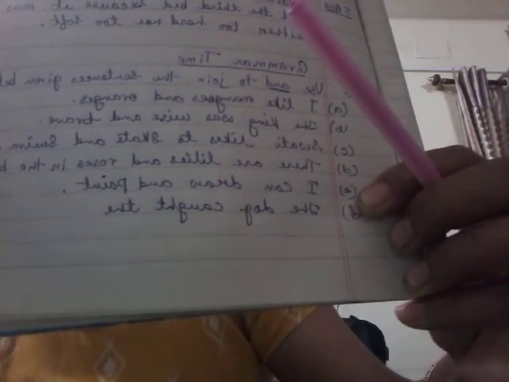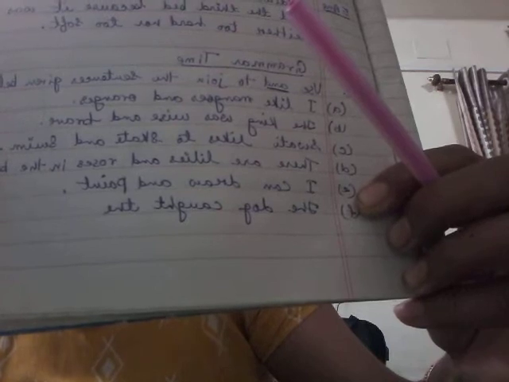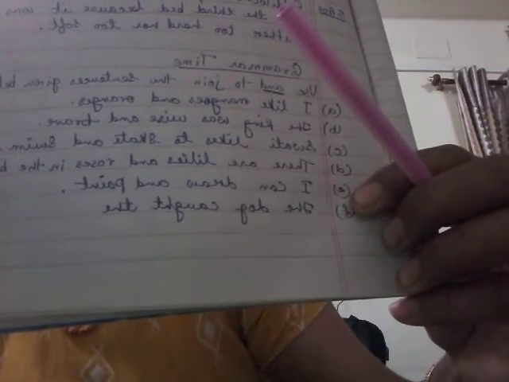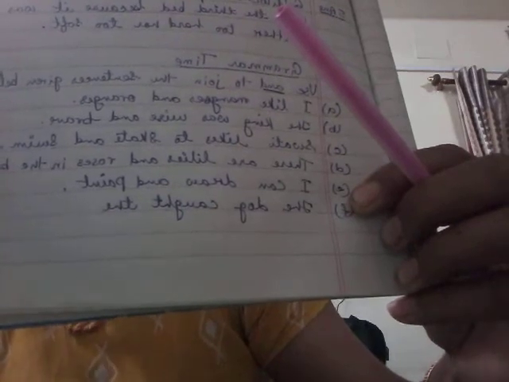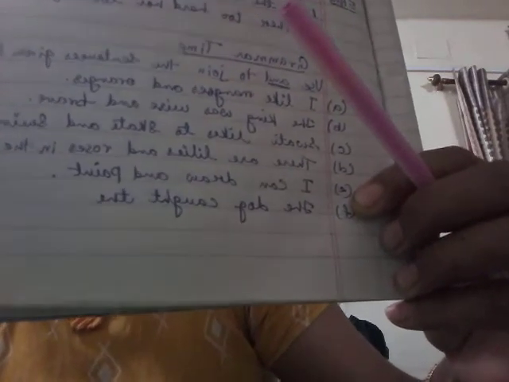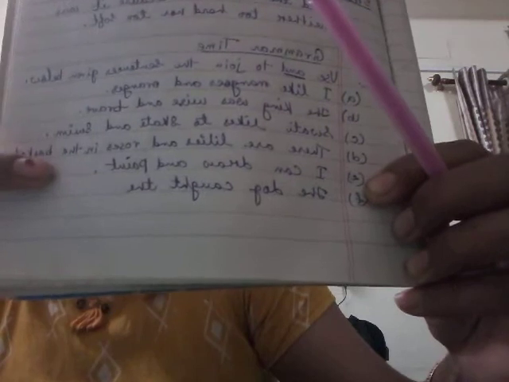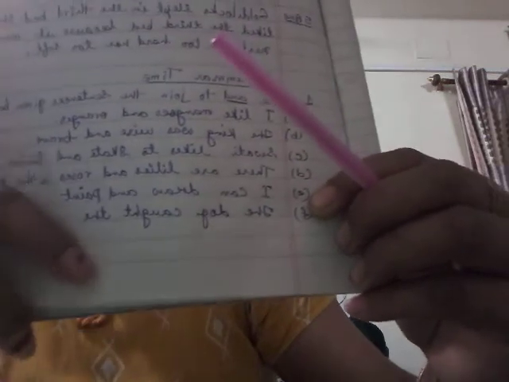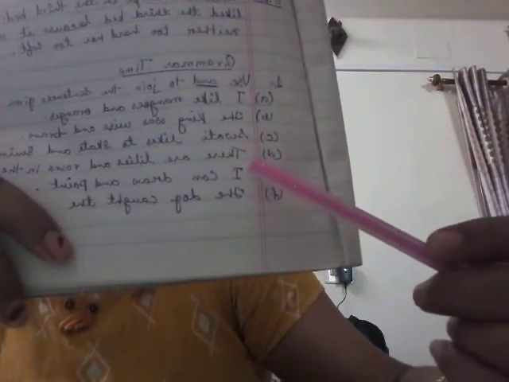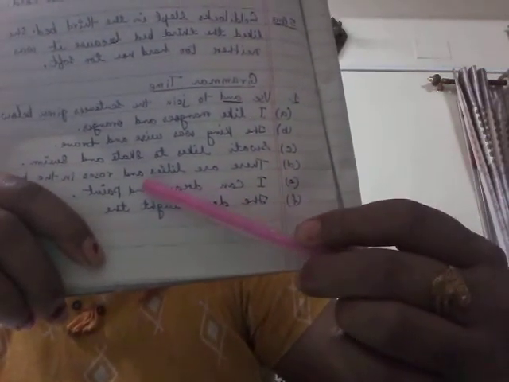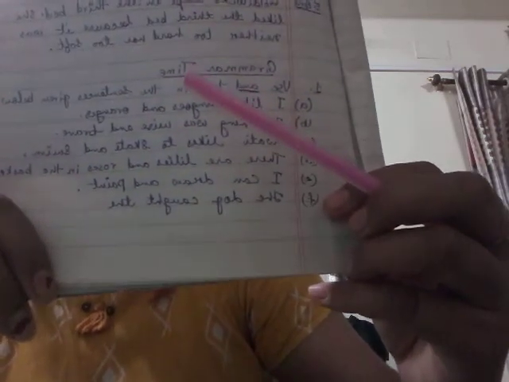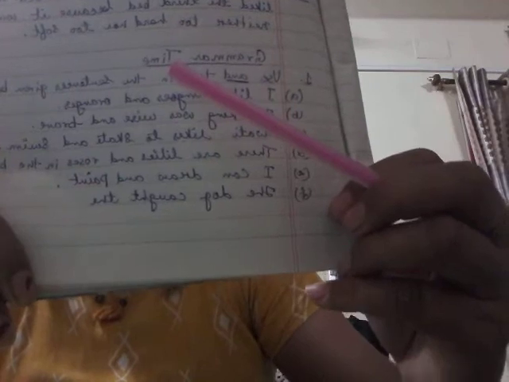Okay, then come to number D. There are lilies in the basket, there are roses in the basket. Two sentences. So we can write like this: there are lilies and roses in the basket. So we have joined the sentences with and. Right? Then number E.